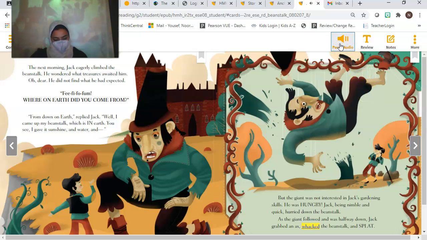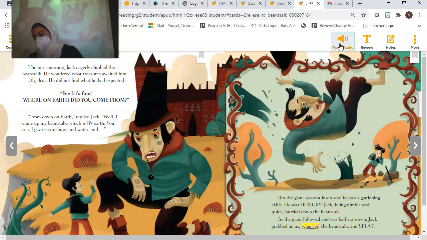The next morning, Jack eagerly climbed the beanstalk. He wondered what treasures awaited him. Oh dear, he did not find what he had expected. "Fee, fi, fo, fum, where on earth did you come from?" "From down on earth," replied Jack.